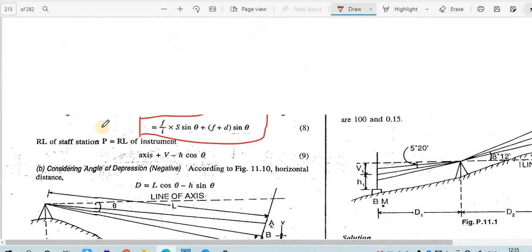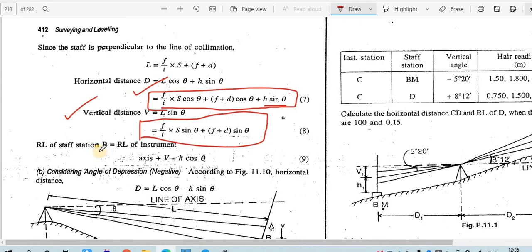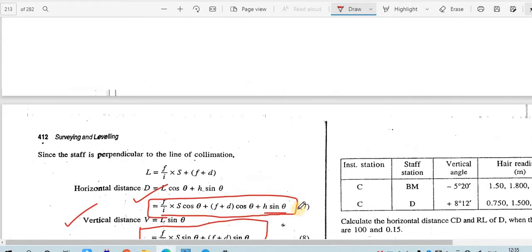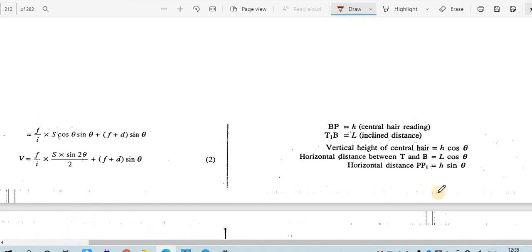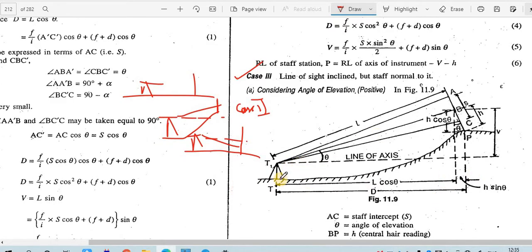In order to calculate the RL of staff station P, we need the RL of instrument axis plus V minus h cos θ. You need to see this diagram for where h cos θ comes from. We cannot subtract h directly because it is inclined, so we subtract h cos θ. So it will be RL of instrument axis plus V minus h cos θ. Hope you have understood this.